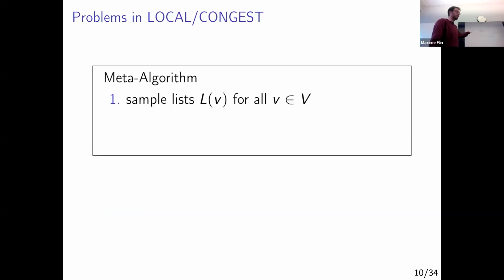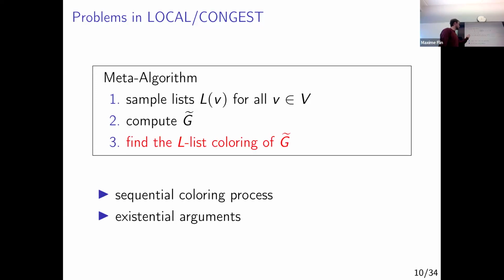And so the issue is this: well, sampling the lists is fine. Every vertex can sample its own list. Computing the sparsified graph, well, you can make assumptions about this, like either the graph is given at the beginning, or you can see the public randomness of your neighbors, things like that. So this is doable. And what's really annoying is that finding the list coloring is actually not easy.